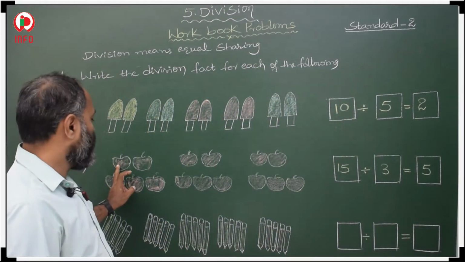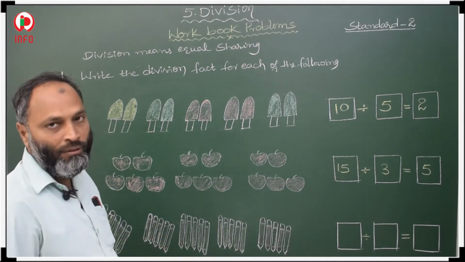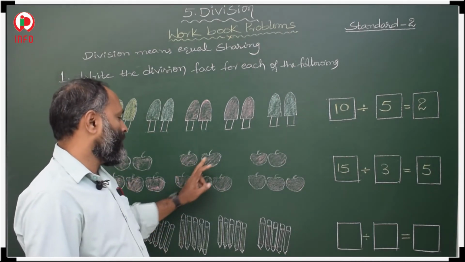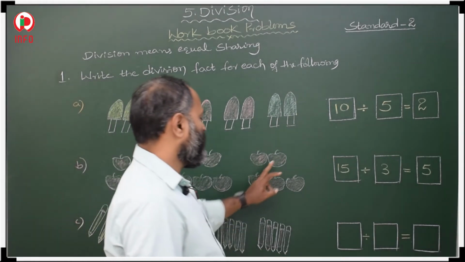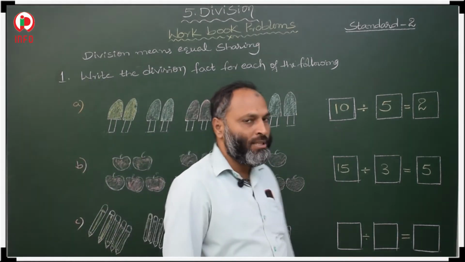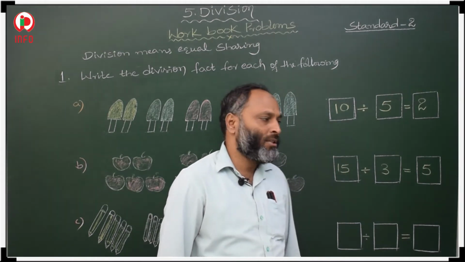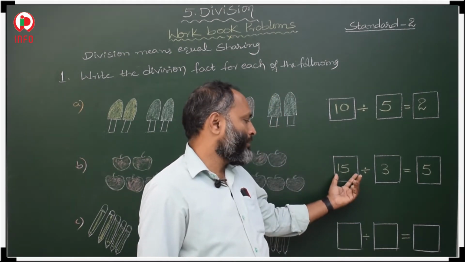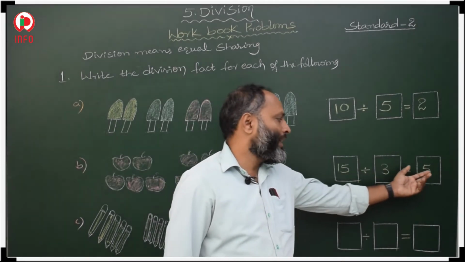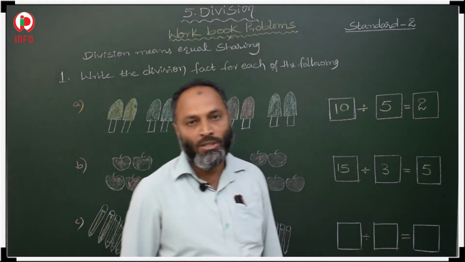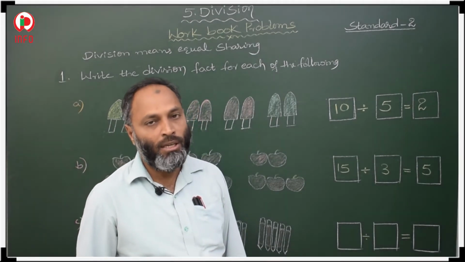Let us count: 1, 2, 3, 4, 5, 5 apples in the first group. 1, 2, 3, 4, 5, 5 apples in the second group. 1, 2, 3, 4, 5, 5 apples in the third group. It means if we divide a total of 15 apples into 3 groups, then we will get 5 apples in each group.